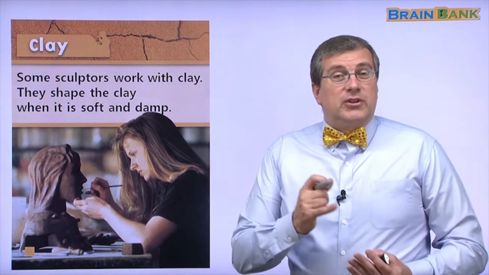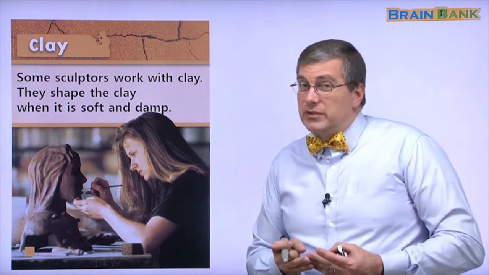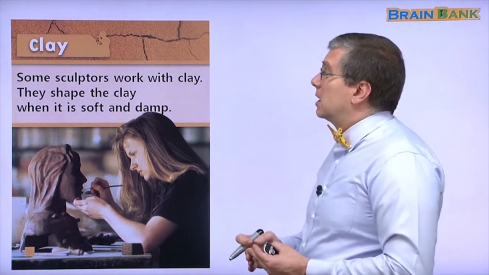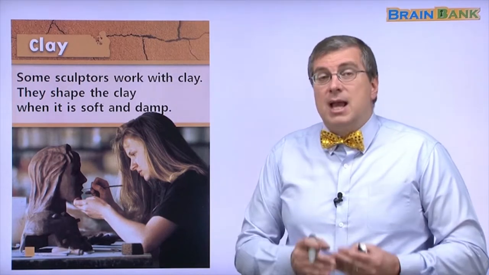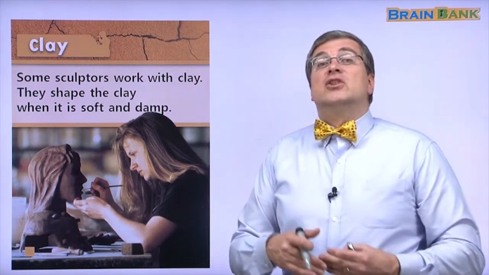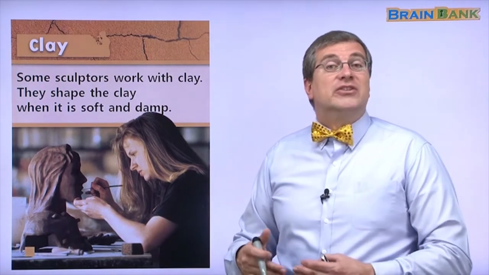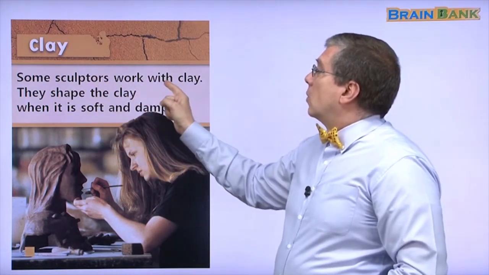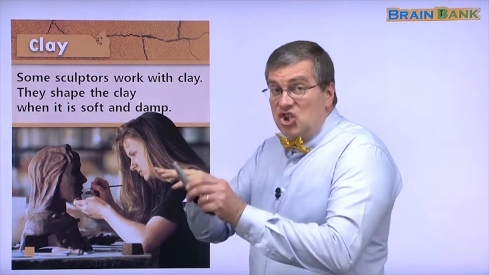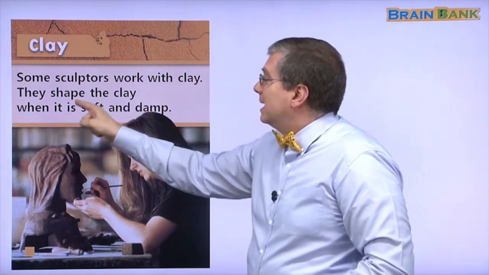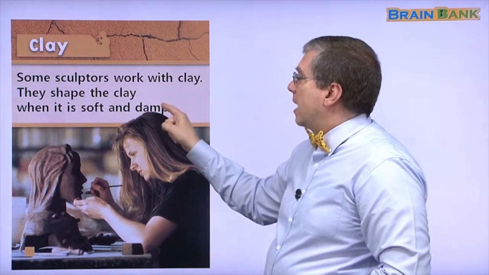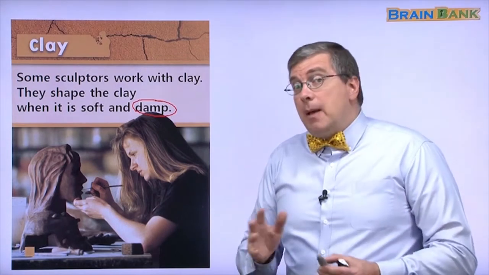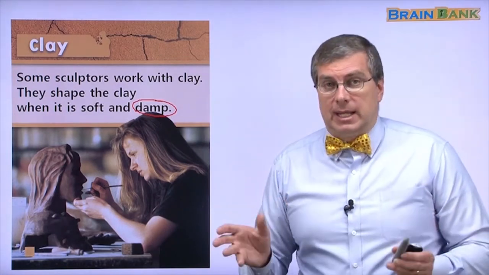So we saw wood. First we saw stone in part one. We just talked about wood, but remember we talked about clay on the cover of the book. Clay is another material sculptors use to make sculptures. Let's read. Some sculptors work with clay. They shape the clay when it is soft and damp. Damp? What does that mean? Damp means it has some water in it.